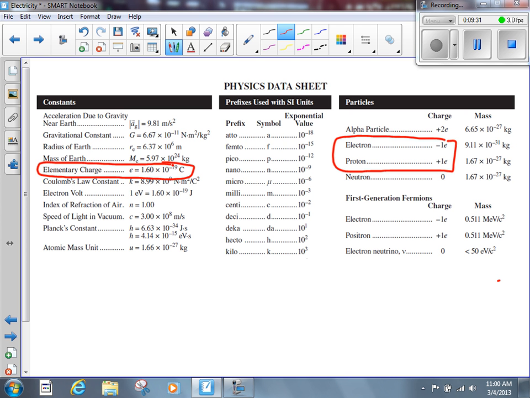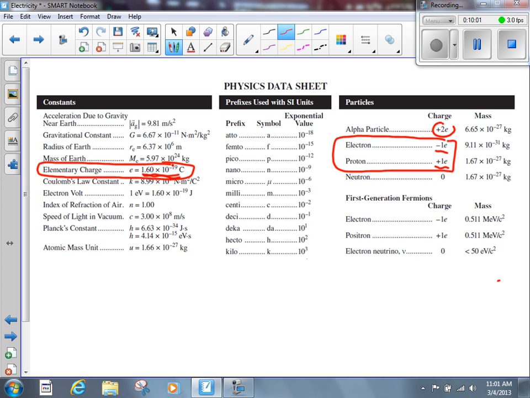So, what's the charge of an electron? We already said that, right? We put it in the last page of notes. But if we have to look on our data sheet to find the charge of an electron, we would find that it's negative 1 times the elementary charge, 1.6 times 10 to the minus 19. The proton is positive 1 times the elementary charge. Now, even though right now you have no idea what an alpha particle is, nor will I tell you right now what an alpha particle is, you could find the charge of it pretty easily, right?